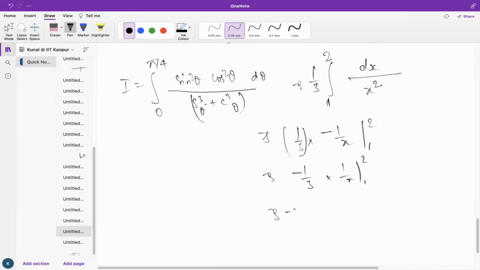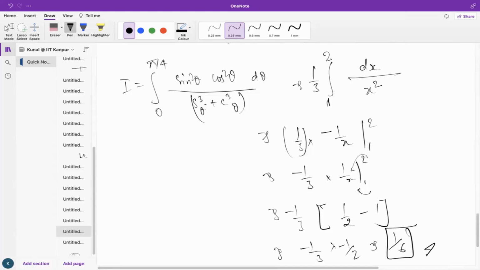Now it's time to insert the limit. First we insert the upper limit, and then we insert the lower limit. So what we get here is minus 1 by 2, and when we solve this, we get minus 1 by 2. So our final value is 1 by 6.